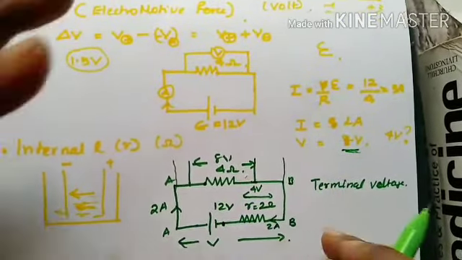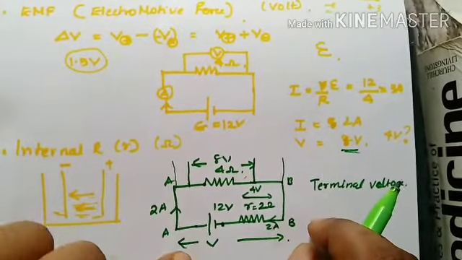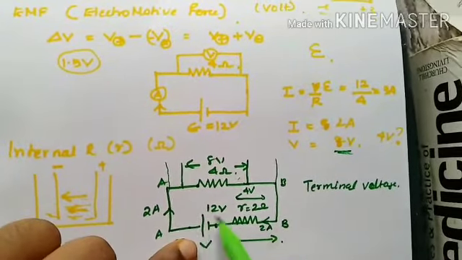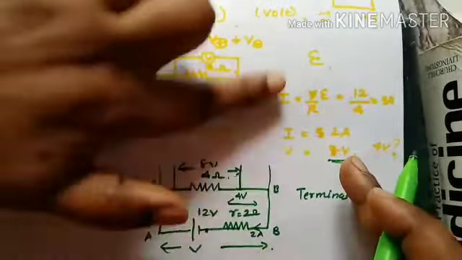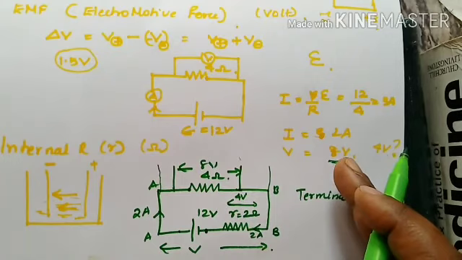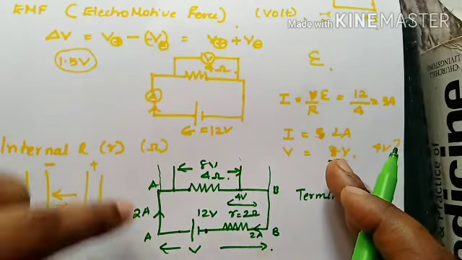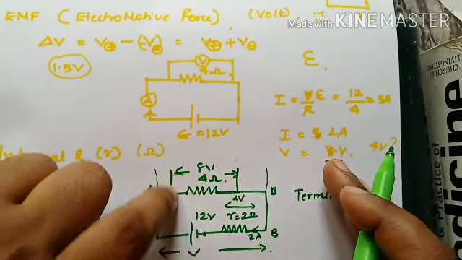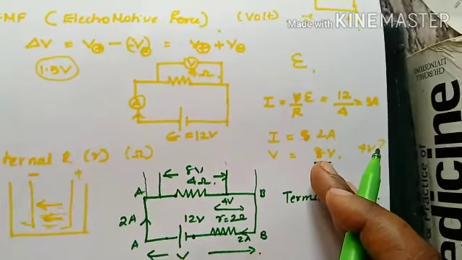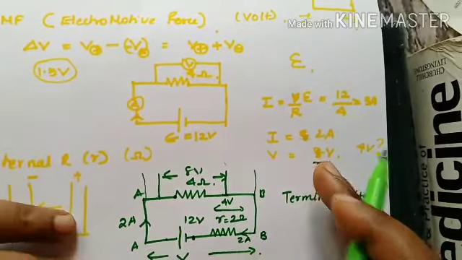See, initially what was EMF? EMF is the potential difference between two terminals of the cell when there is no external circuit connected to it. Whereas the potential difference between two terminals of the cell when current is drawn from the cell, or when an external circuit is connected to the cell, is said to be what? Terminal voltage. This much is clear.